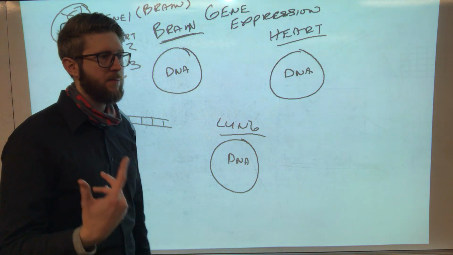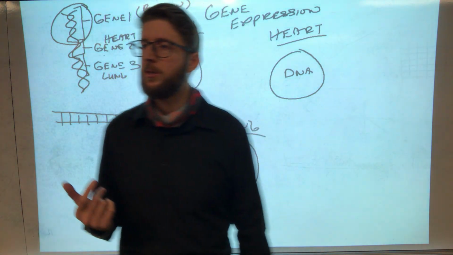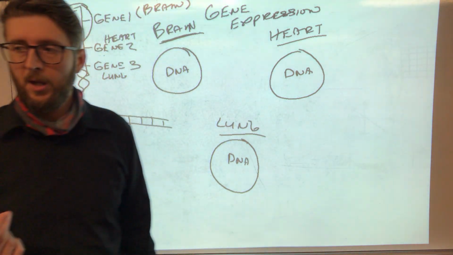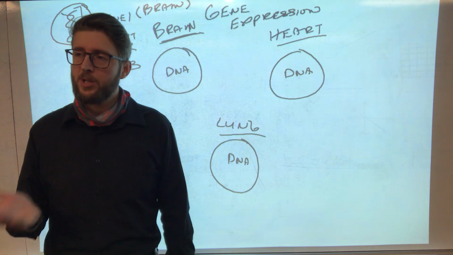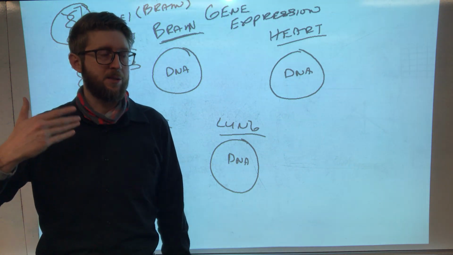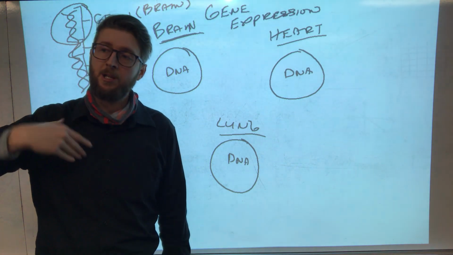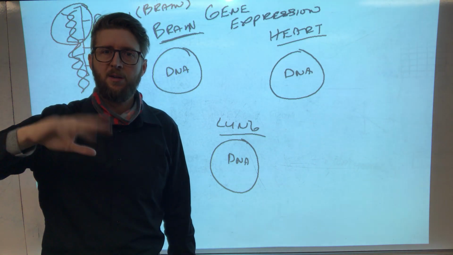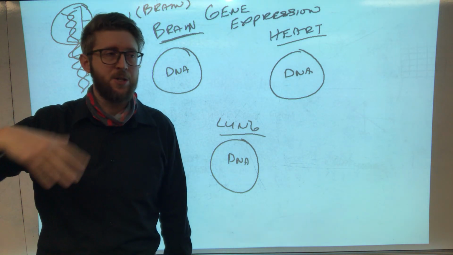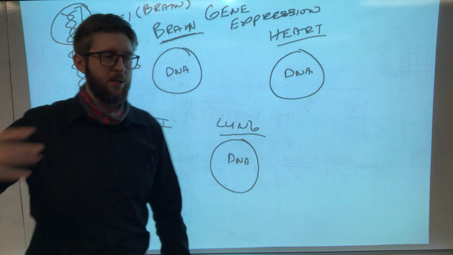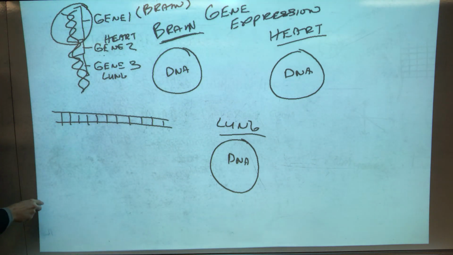So genes can be expressed at birth and you can't change them. But then there are some genes that can be expressed, meaning they can be turned on or turned off later on in life as you go throughout life, depending on the situation. Okay?